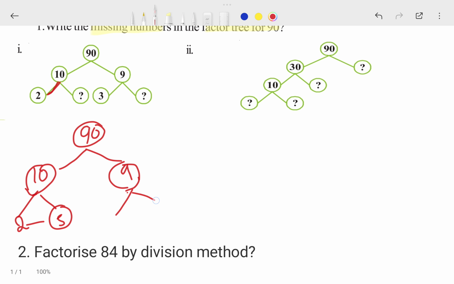Like that, here it is given 3. So what do you multiply here? You will multiply 3, that's 3 into 3, that's going to be 9. Like that you have to do. So how will you get 90? When you multiply 10 into 9, that's 90. What will you multiply to get 10? When you multiply 2 into 5, it's going to be 10, right? How will you get 9? When you multiply 3 into 3, that's going to be 9.